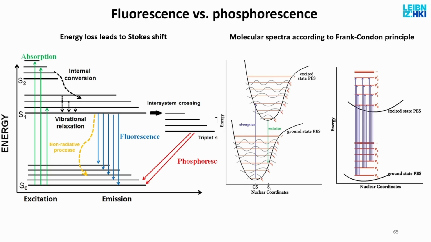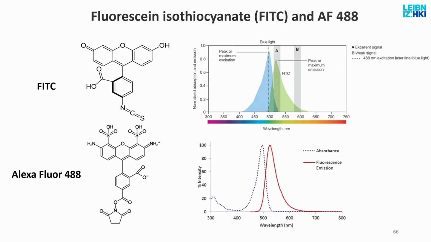488 nanometer is the wavelength at which it has the highest probability to absorb a photon. But it will absorb 482, 478, 492, and so on, but with less probability. So this means that I can plot the probability at which the molecule will absorb a photon. That's my excitation spectrum.